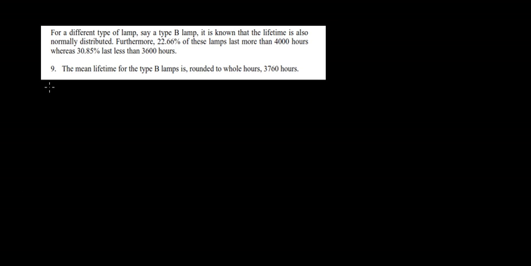Let's have a look at question 9 in this video. So we have now a different type of lamp, type B, which is known that the lifetime is also normally distributed. We also know that 22.66% of these lamps last more than 4,000 hours and 30.85% last less than 3,600 hours. What is the mean lifetime for these lamps?